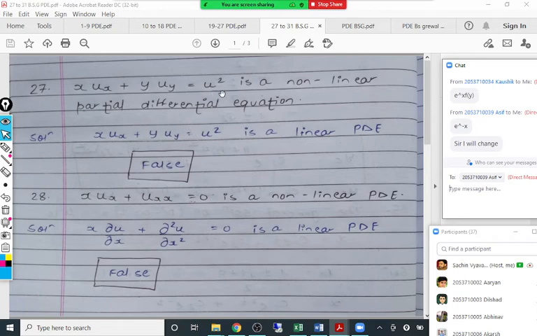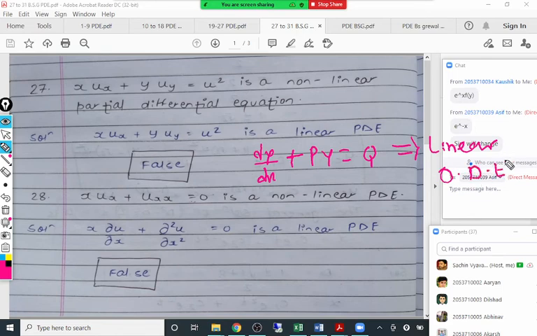x ux plus y uy is equal to u square is a non-linear partial differential equation. Now what is linear? The linear partial differential equation has degree 1. Just to recall the definition of an ordinary differential equation, this is dy by dx plus py equal to q. This is a linear ordinary differential equation.